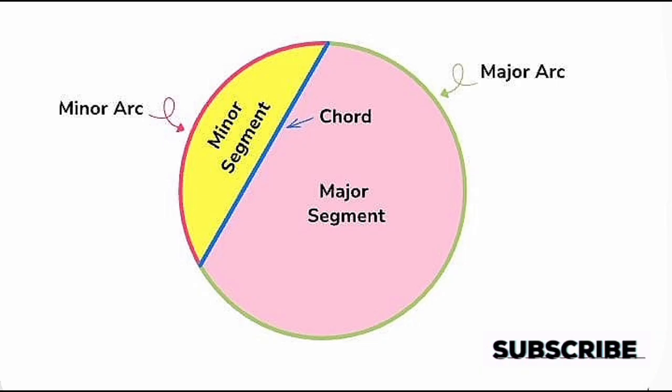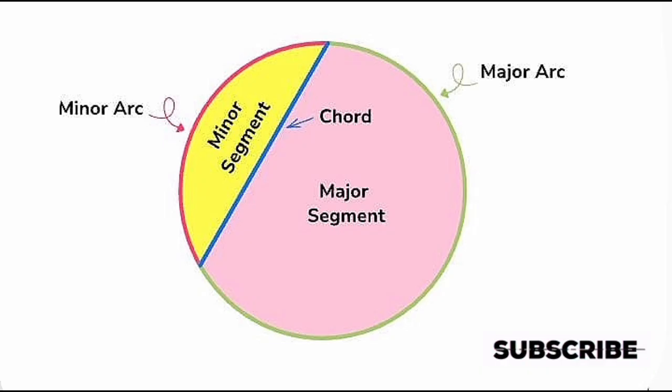But what are you to look out for for this rule to be active? You need to see a chord dividing the circle into the minor segment and the major segment. And when that happens, you already know that the circumference bounding the major segment is the major arc, and the minor arc is that which bounds the minor segment.